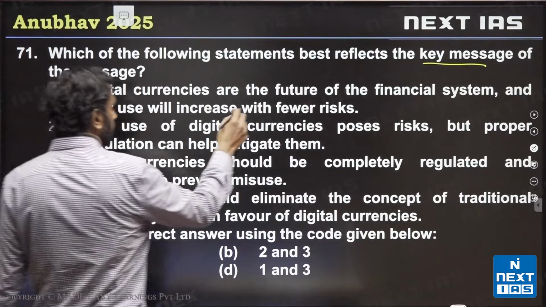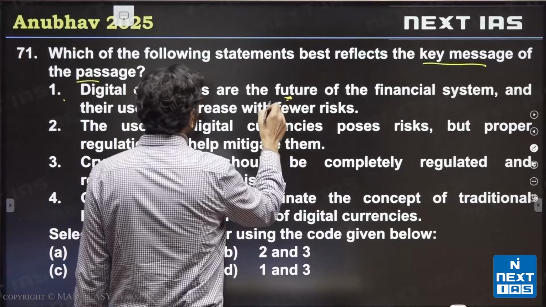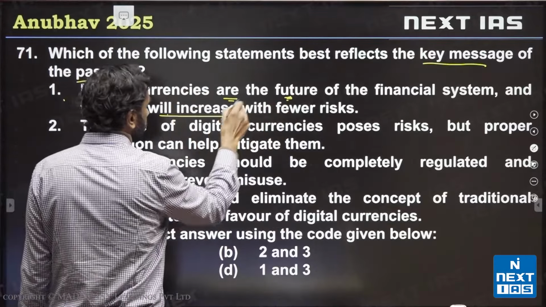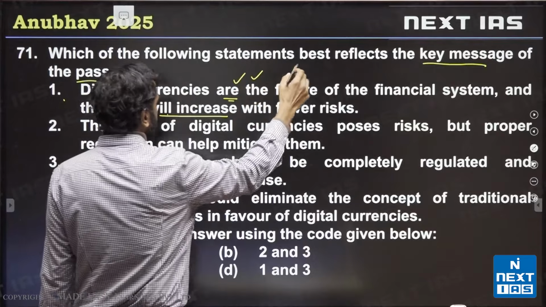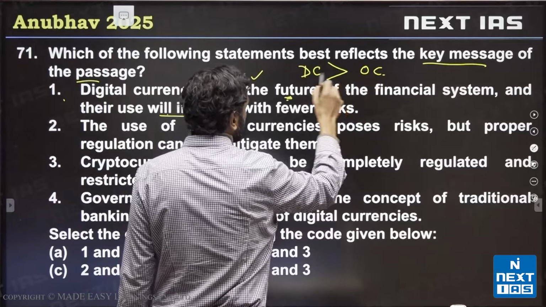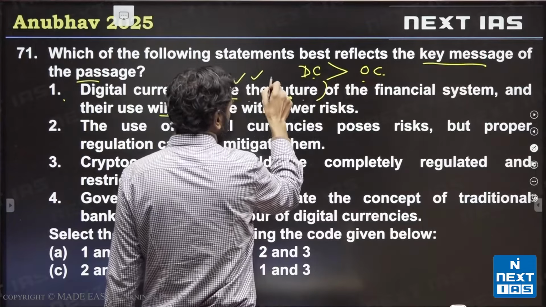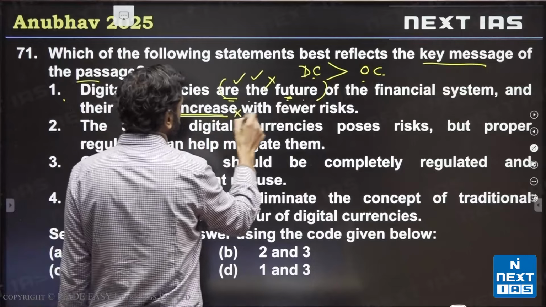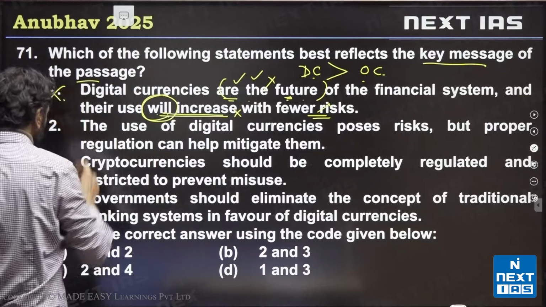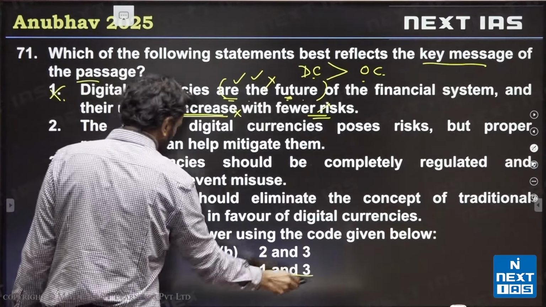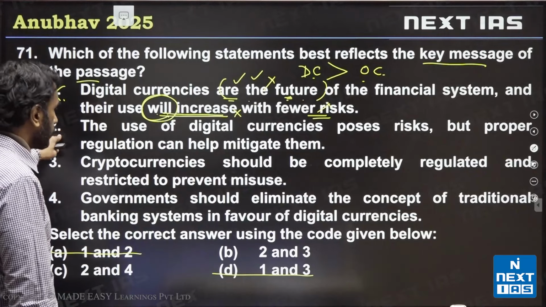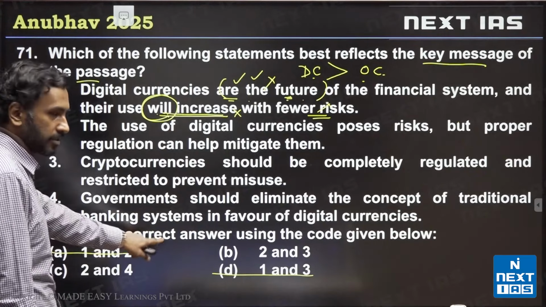So they are the future. They may be a part of the future, but "are the future" means their use will increase with fewer risks. Are the future would mean people would prefer them. Let's say people would prefer digital currencies to older currencies. We can't say this from the passage. So this is invalid. And "will increase with fewer risks" is also invalid. If we take the right actions, then it may increase. So 1 is invalid. If 1 is invalid, these are out of question. So you essentially need to check 3 and 4 only. We'll also check 2 for the sake of it, but you could have just eliminated these.